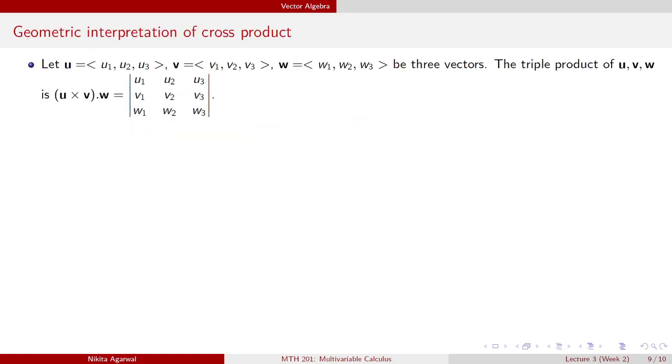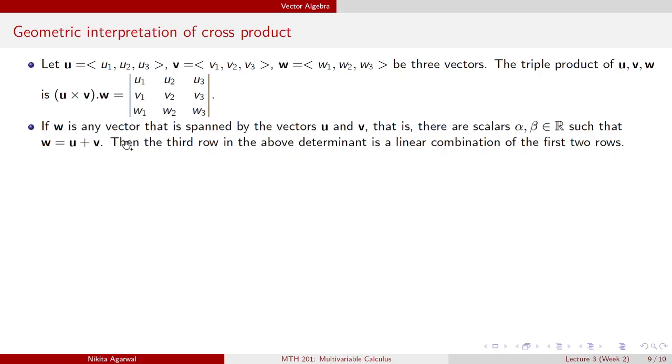So let us come to the geometrical interpretation of the cross product using the triple product. In the previous slide, we defined the triple product, and I'm going to use this notation because it's going to turn out to be very useful. So if W is any vector that is spanned by the vectors U and V, that is, there exist scalars alpha and beta such that W is equal to, I'm sorry, it should be alpha U plus beta V. I'll change it.